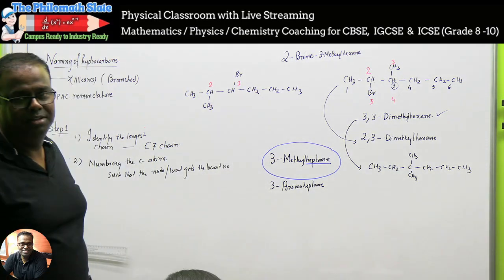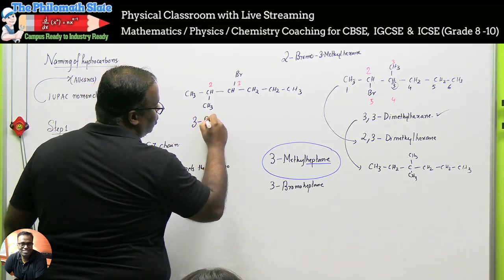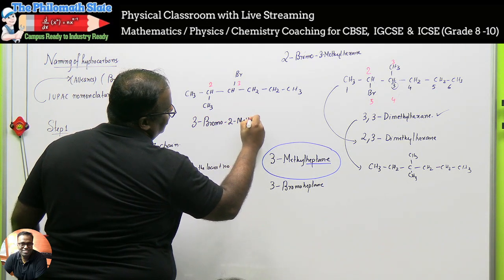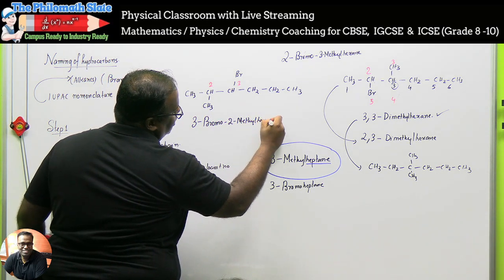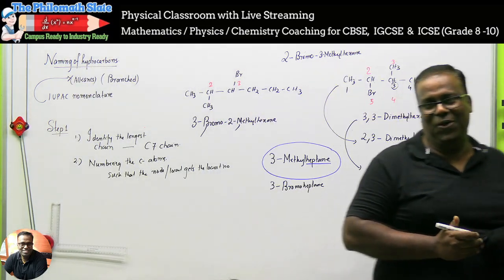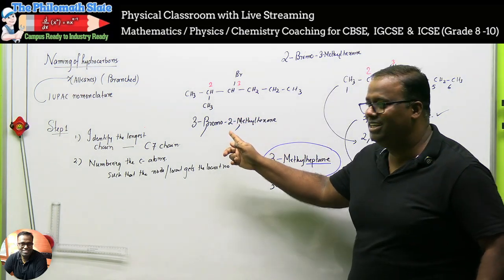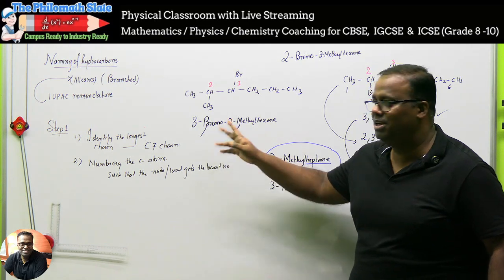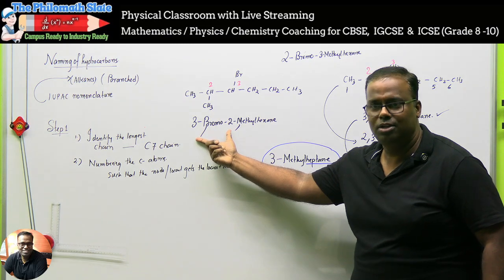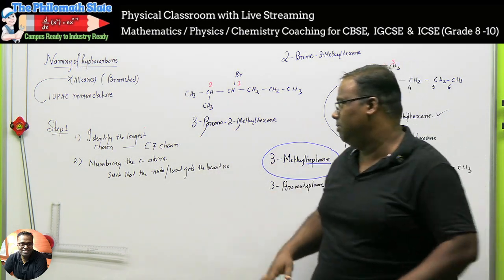Wrong, wrong. Its name will be 3 bromo 2 methyl hexane. Alphabetical order. The numbers are automatically understood. Now you can say, sir, you are forming a number called 32 instead of 23. You will say that, sir, you are forming 32 instead of 23. Will you say it? You have every right to say so.